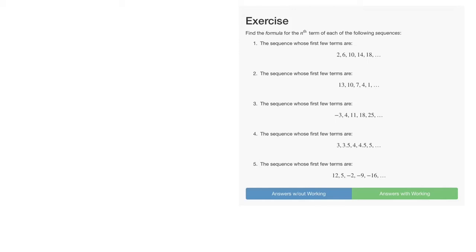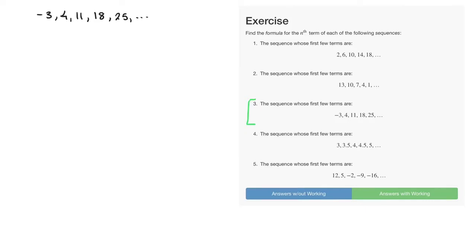We now correct the third question. And what I'll do is I'll start by copying out the sequence of numbers we have. Those are -3, 4, 11, 18, and 25. And we need to find the formula for the nth term of this sequence.